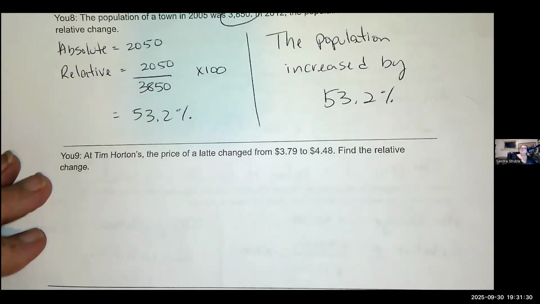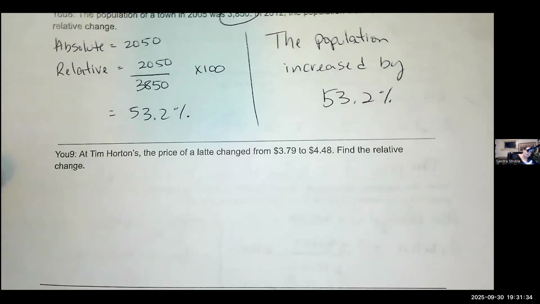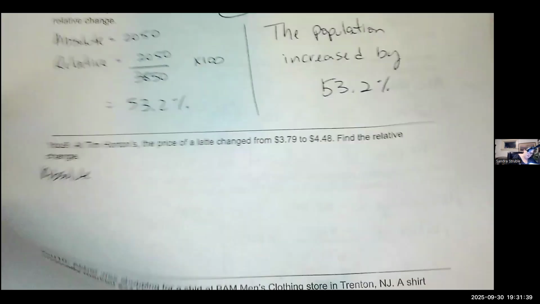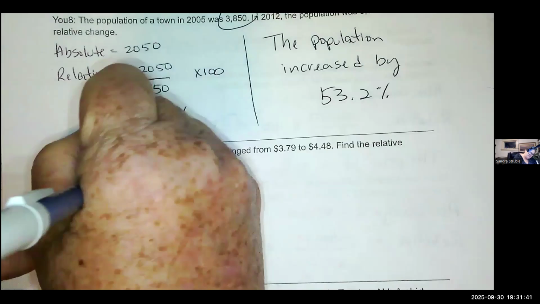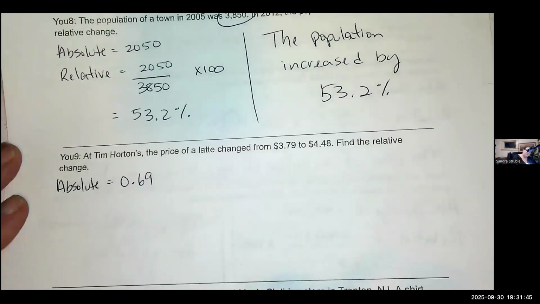The next one is at Tim Hortons. The price of a latte changed from $3.79 to $4.48. To find the relative change, we need to know the absolute change. I'm going to go back and tell you what that is, and then I want you to pause your video. And that was 69 cents. Pause the video, attempt this one yourself, and come back and see how you did.